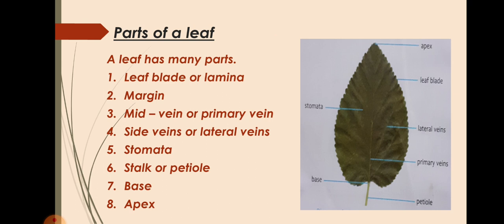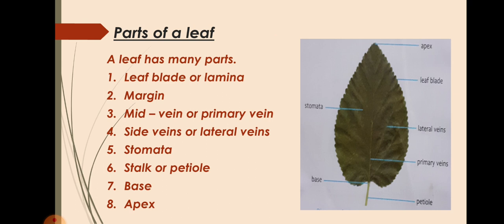Next, margin. Students, the edge of a leaf is known as its margin. It can be rough, sharp or smooth. Next, midvein or primary vein. Midvein looks like a thin tube which runs from one end of the leaf to the other end.